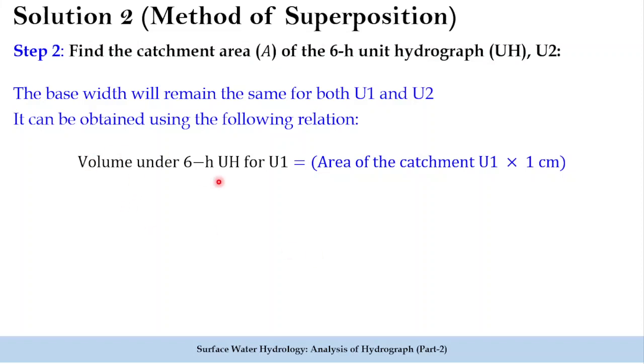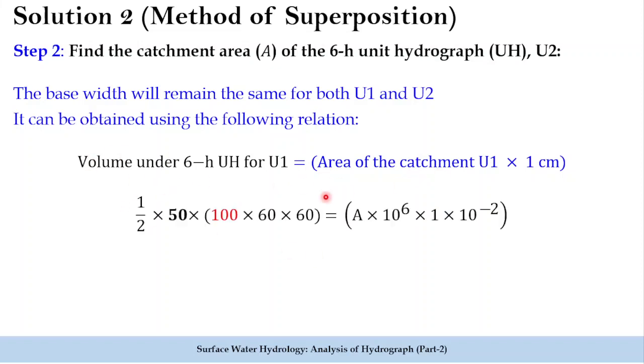So now again, utilizing the same property, we have written here that the base width is 50, that we are utilizing from step 1, and 100 meter cube per second is the peak discharge for U2. What is unknown here is the area of catchment. Area of catchment of U1 is known but not U2, right? So here we could have written U2 as well in order to get the understanding for U2.